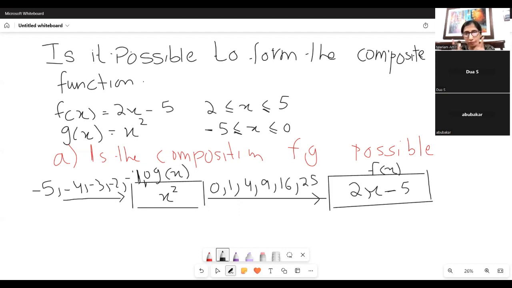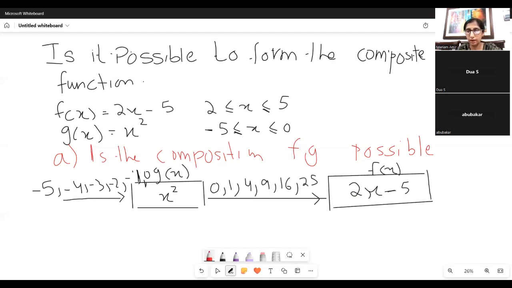It says that the values of x going into f(x) must be between 2 and 5. But are the values that g produces between 2 and 5? No. So it is not possible to input g into f. So it is not possible to form fg. All right.